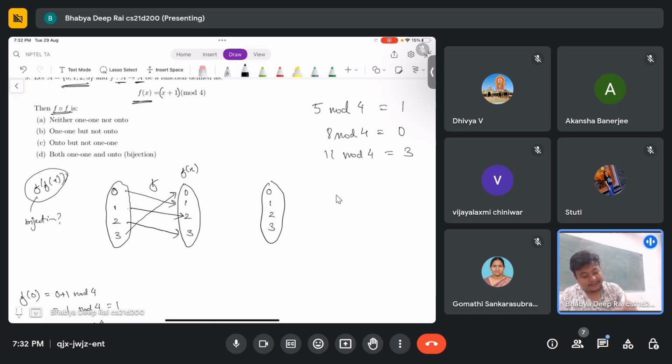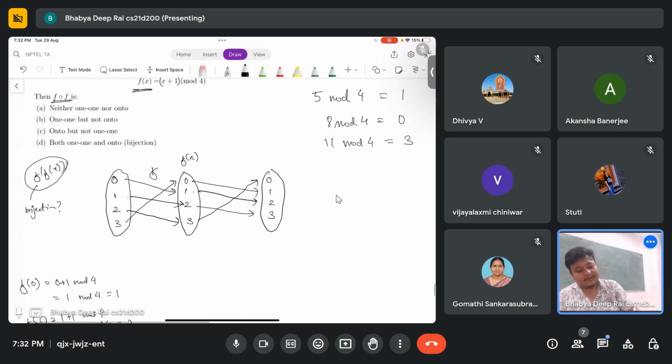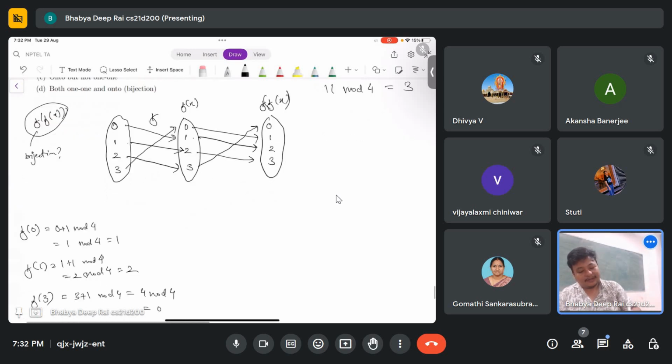0 maps to what? Similar as before. 0 maps to 1. 1 maps to 2. 2 maps to 3. And 3 maps to 0. So this is f of x. So what do I have? 0 maps to 1 and 1 maps to 2. And 1 maps to 2, 2 maps to 3.